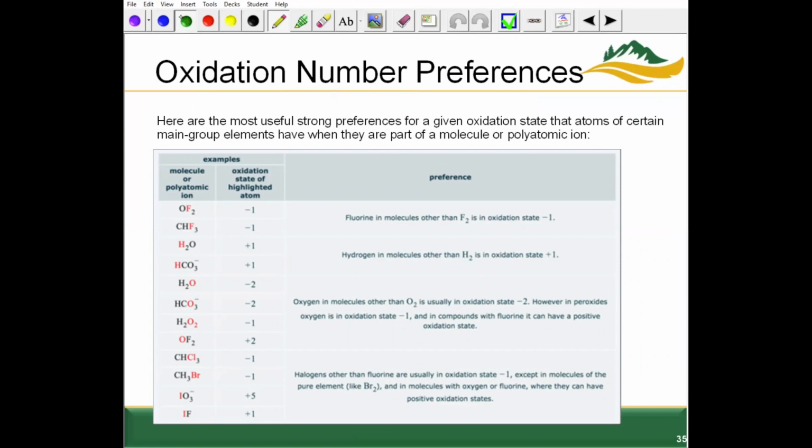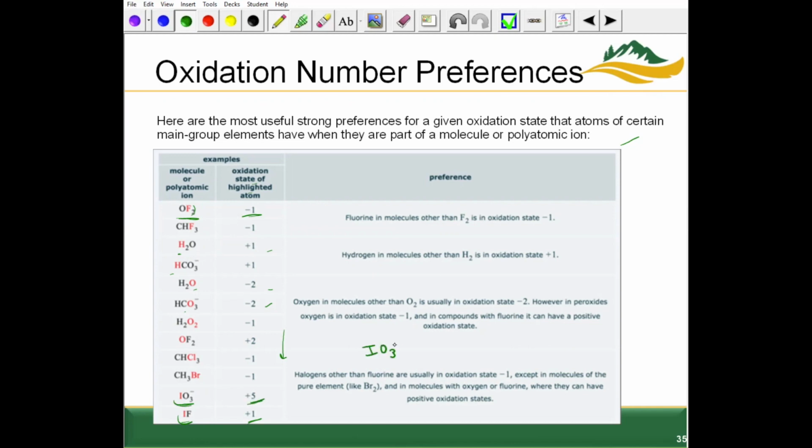I've included this resource as well, so this is from Alex. So for example, OF2 minus, in red is fluorine, so the oxidation number of the highlighted atom is -1. Hydrogen, usually +1, oxygen, usually -2, and so on. This iodine is more interesting here. So in IF, its oxidation number is +1, but in IO3 minus, its oxidation number is +5.